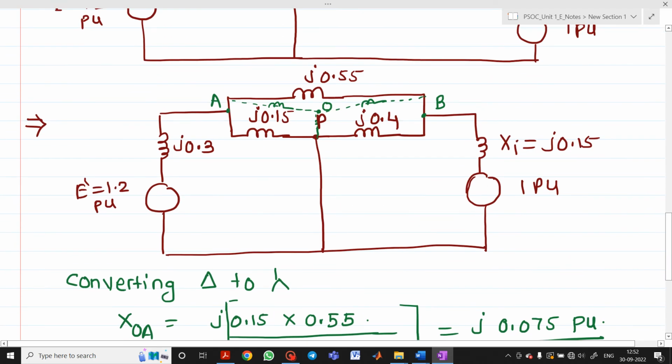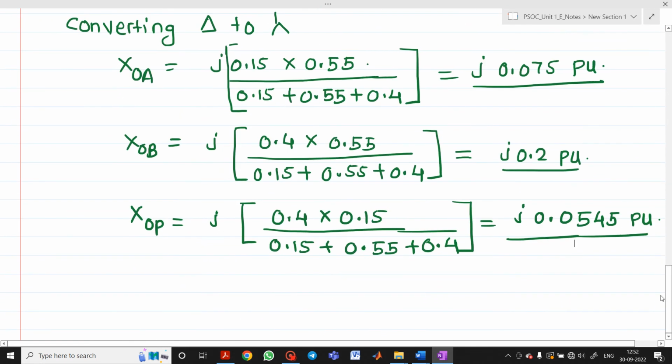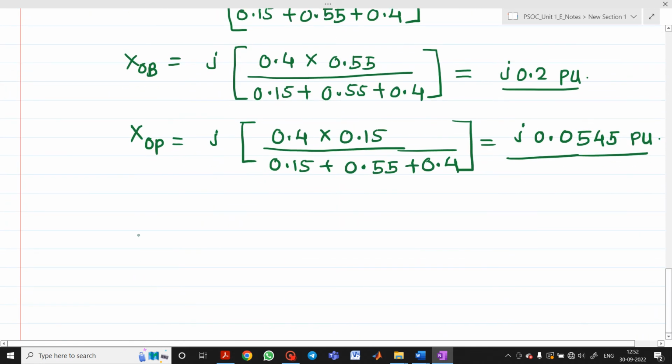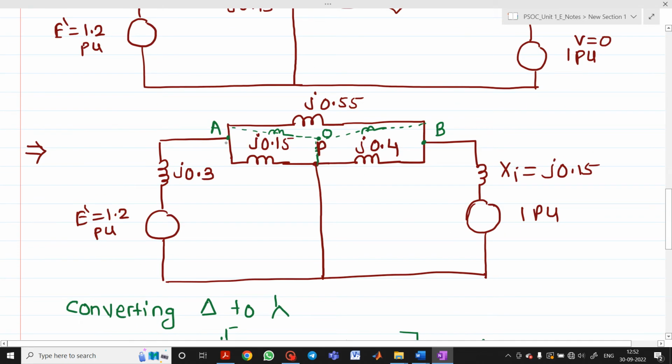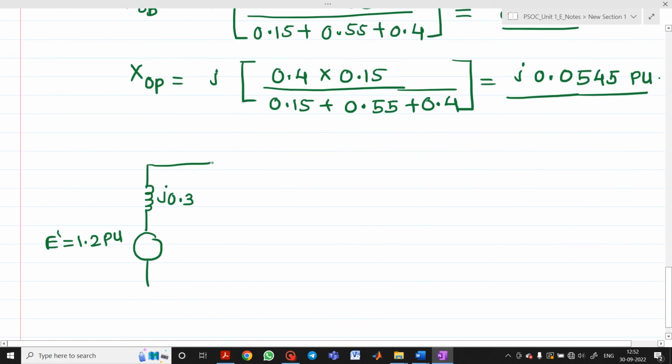Now I will redraw this diagram. How to redraw this diagram? So the first thing will be as it is. This will be as it is, your reactance, that is J 0.3. Then here you will have E dash equal to 1.2 per unit. Now what will it be here? Now instead of drawing this, we have to draw whatever things are in green color. So how can we draw this? This will be your point A as it is. Then there will be one reactance. Again here there will be one reactance. Again here there will be one reactance. This is also one reactance.